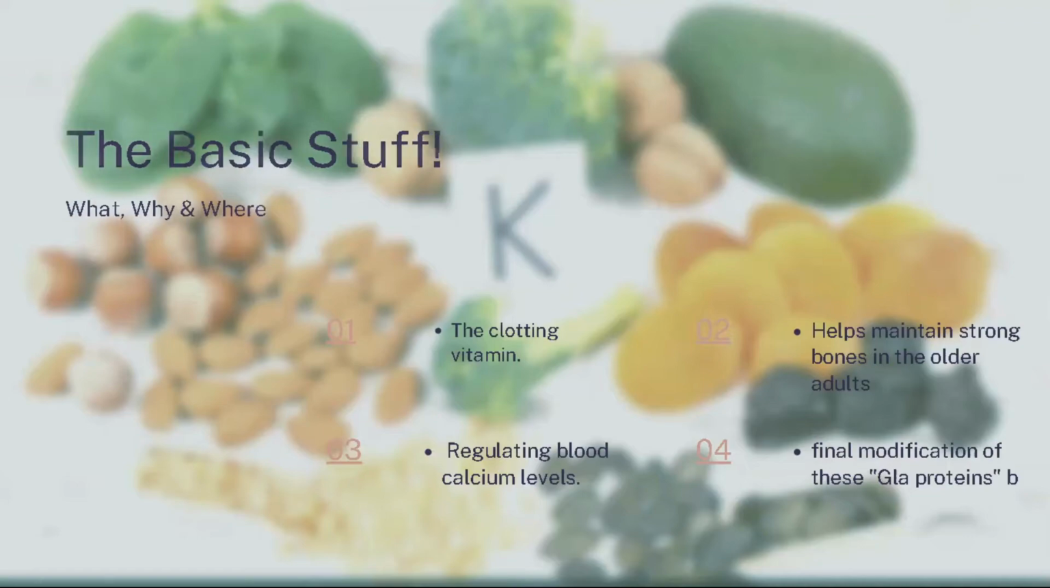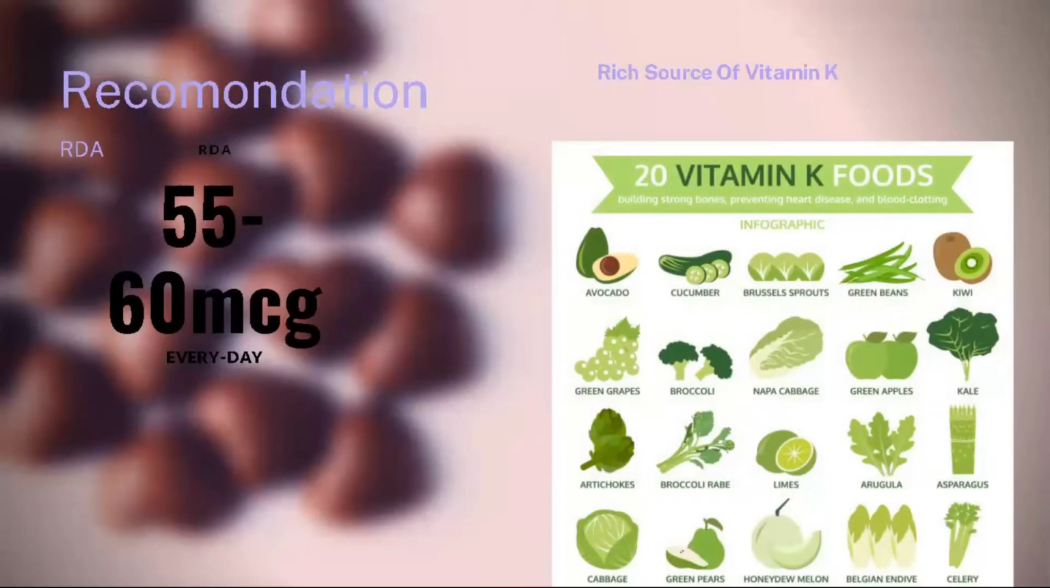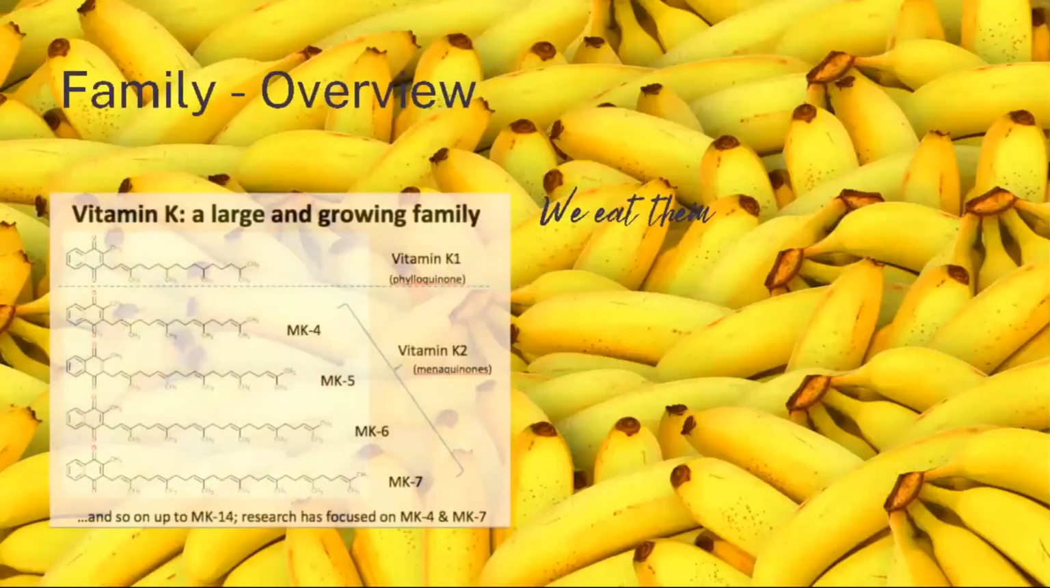When we talk about vitamin K, the first thing that comes to our mind is where it is available. It's available in all the green colored fresh fruits and vegetables. The daily requirement is somewhere close to 55 to 60 micrograms every day. So basically you have to eat your greens every day. The reason lies in its family.